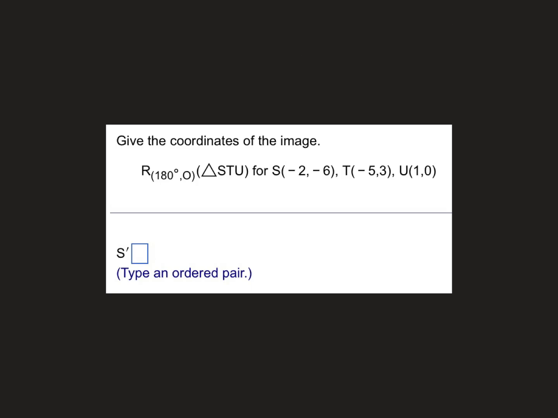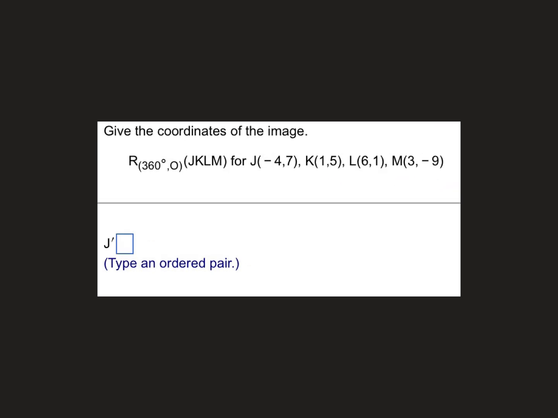All right, so here's a 180 rotation. So this one, let's just flip-flop signs. So it's going to be 2, 6, 5, negative 3, and negative 1, 0. Just flip-flop signs. That's it. For 180s, it's easy. 360 is silly, but we'll do it anyways.